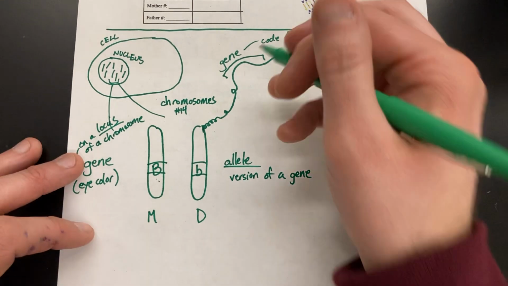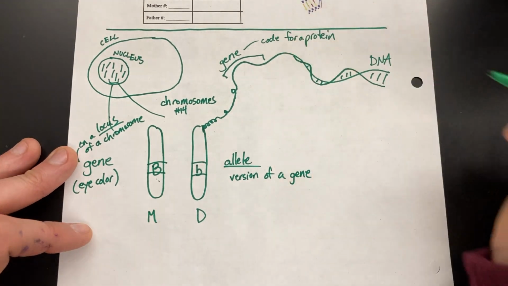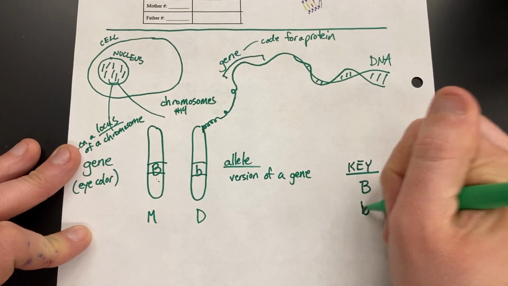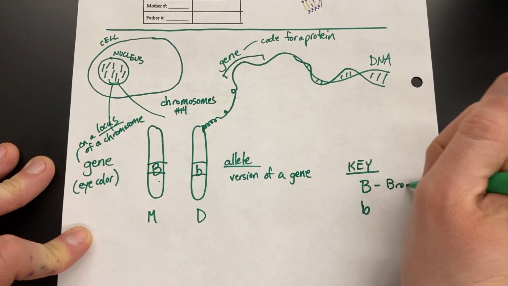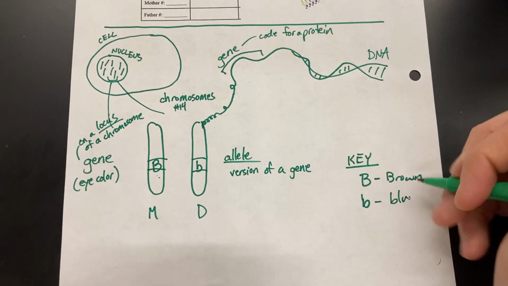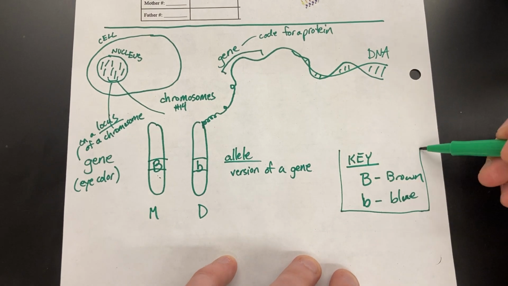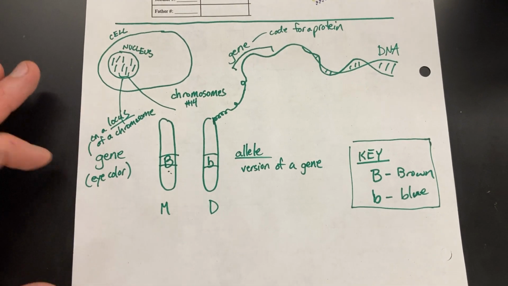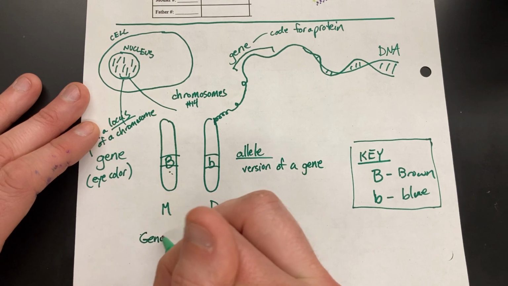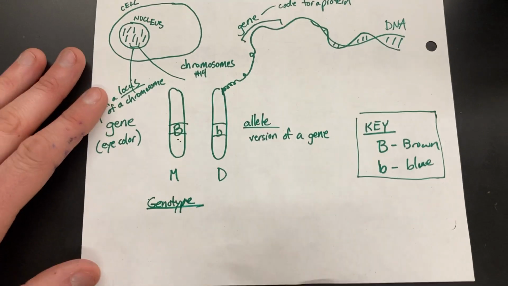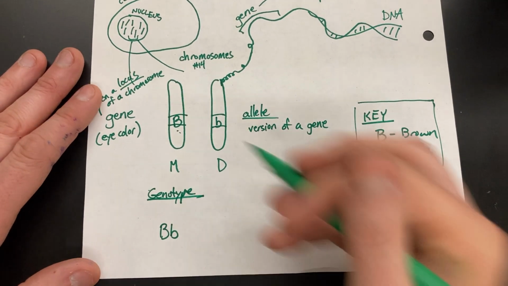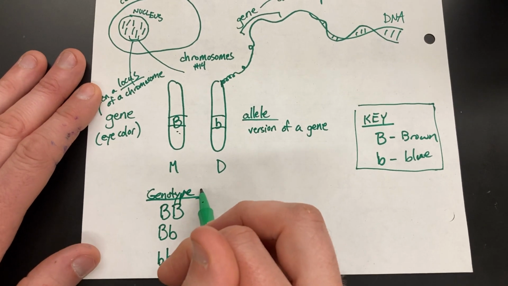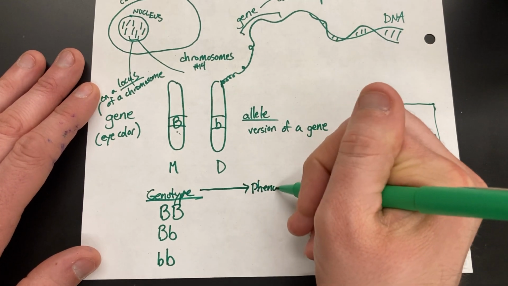So let's make a key to determine what these letters actually mean. I'm going to bring my key over here. We've got big B, little b. If we're talking about eye color, big B is going to be brown eyes, and little b is going to be blue eyes. So the combination of alleles for that one gene is going to be that organism's genotype. They have the genotype, in this case, big B, little b, but we could think of some other combinations. You could have big B, you could have little b. Now our goal is, there's the genotype, but what are we actually going to see in the phenotype?